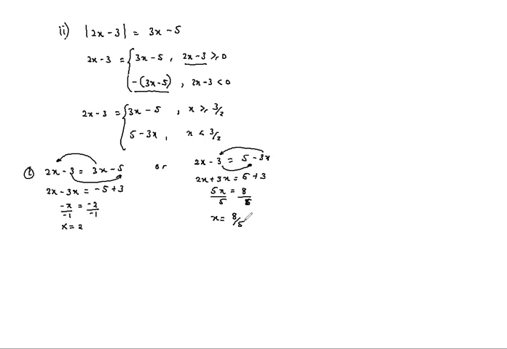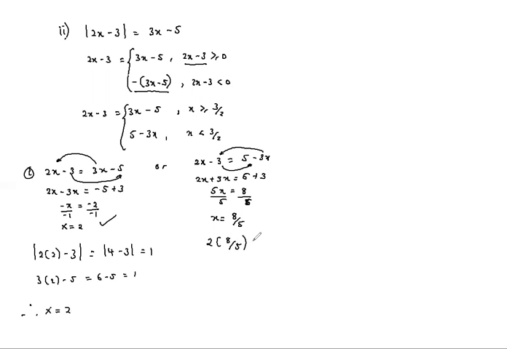You test all of them, they must work. So you test 2 first. You have 2 by 2 minus 3. On the left, it will give us 4 minus 3, which is 1. Try it on the right, that will be 3 times 2 minus 5, which is 6 minus 5, which is 1. So this is part of the solution. X is 2. We now try 8 over 5.